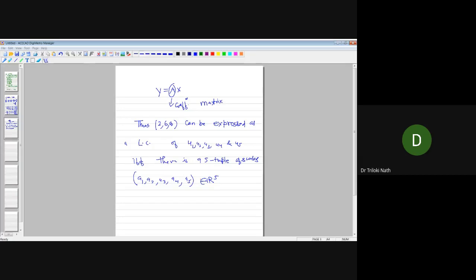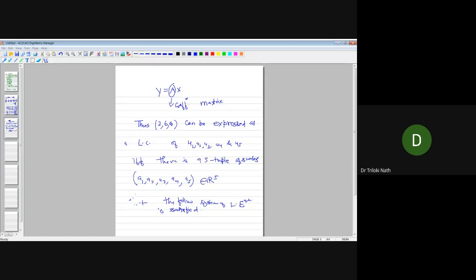So what is our problem? Our problem now reduces to finding this 5-tuple, that is, a vector in R5, such that the following system of linear equations is satisfied by this vector. Okay. So what do you have?